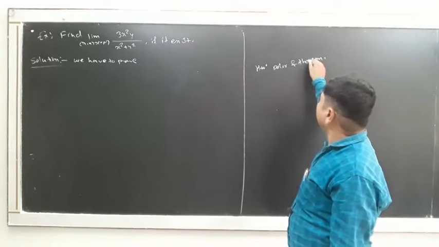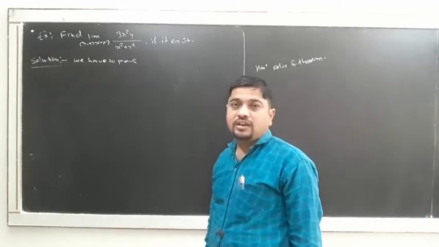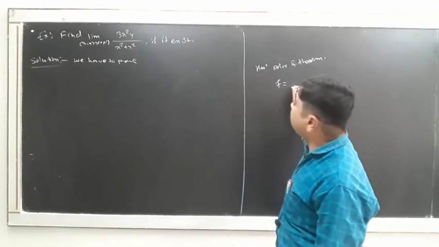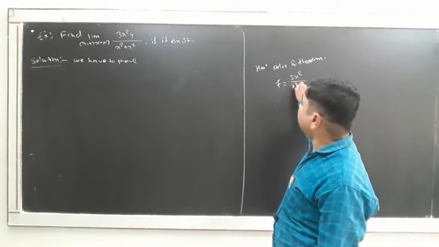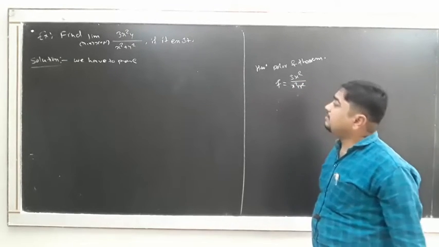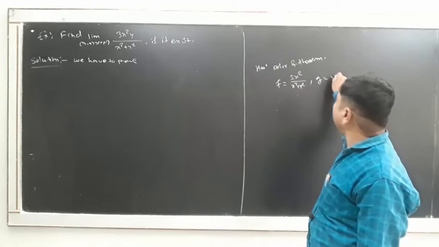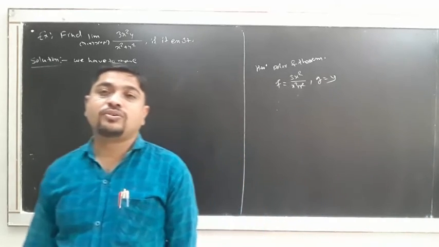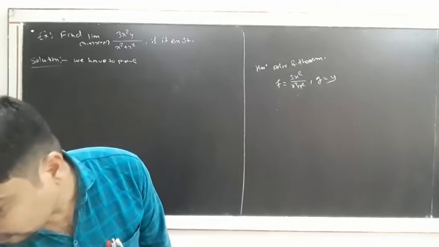Which theorem? By the theorem. Which theorem do you have to use to solve it? It is by one function being bounded. Which function can you take? Suppose you take f equal to 3x square upon x square plus y square, and g equal to y. Then you can show that this limit is 0. I think it is very easy to solve this.